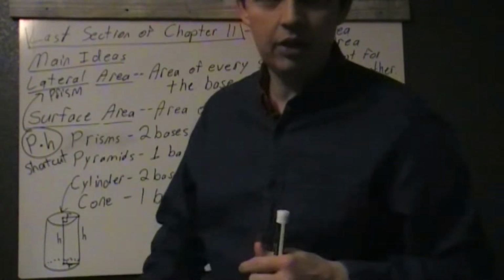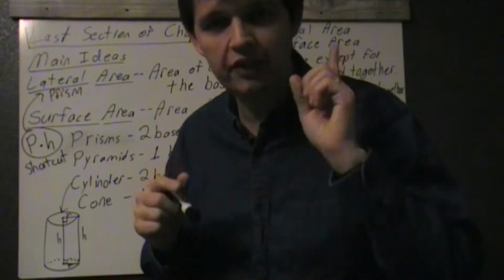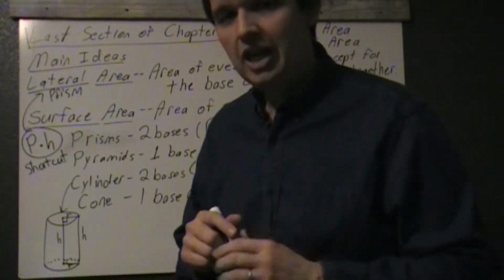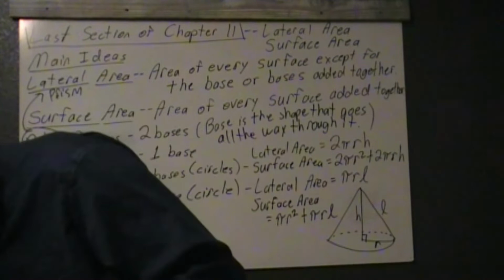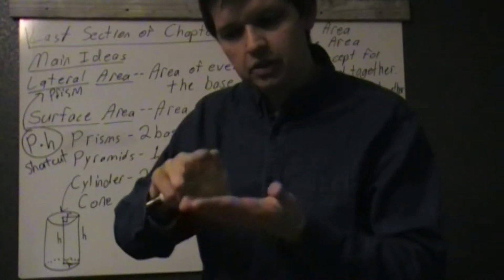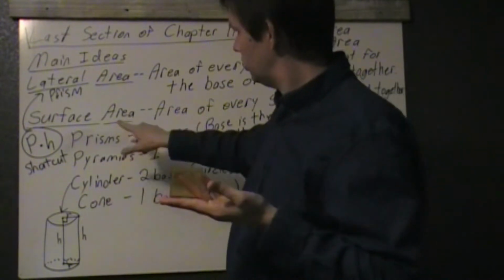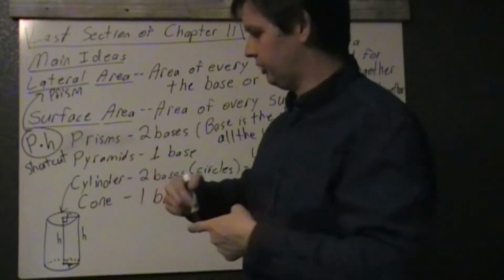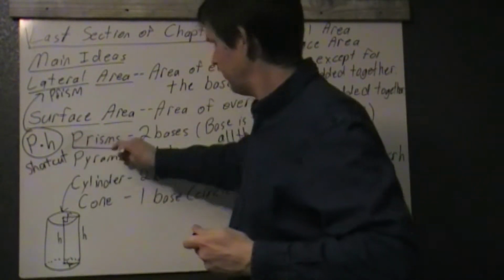Now that was dealing with prisms. A shape that has a base, and it goes all the way through the object to the other base. Two bases is a prism. Okay? Two bases.